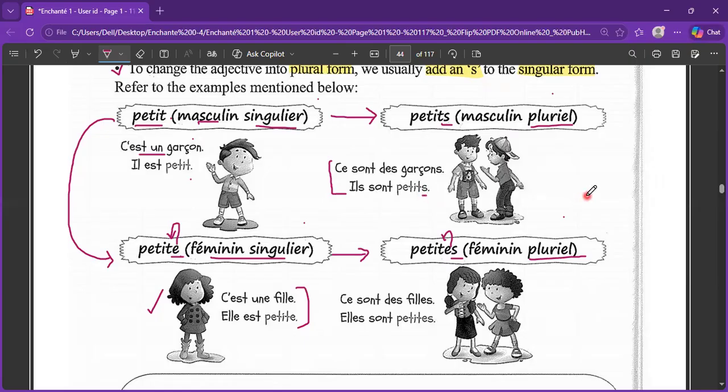Okay. There are some boys. They are small. Right. Let's see if you can decode this as well. Ce sont des filles. Elles sont petites. Very nice. There are some girls. They are small. Yes, these are some girls. They are small. Very good job done.